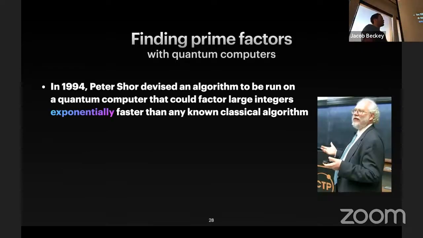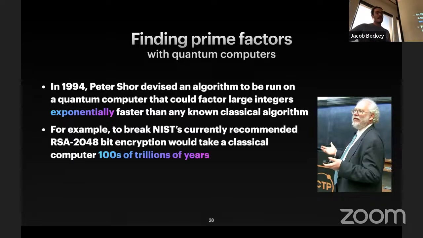And then in 1994, a mathematician at MIT named Peter Shor devised an algorithm to be run on a quantum computer that could factor large integers exponentially faster than any known classical algorithm. So instead of having the exponential runtime, you're going to have a polynomial runtime. Okay, so instead of it curving up super fast, you're going to have it still growing pretty slowly, even for large inputs.